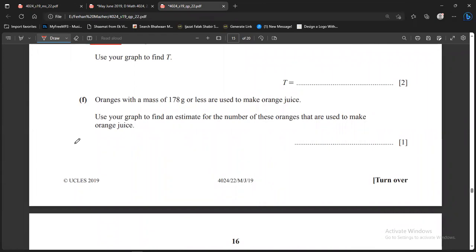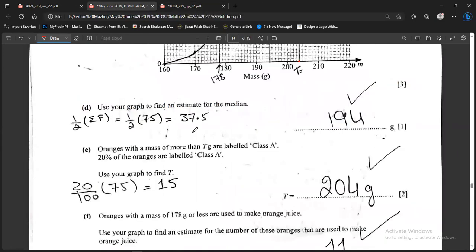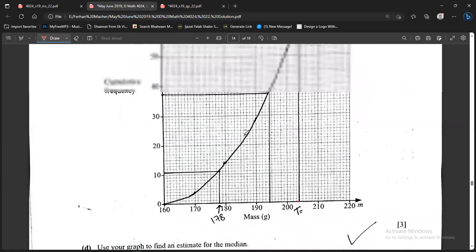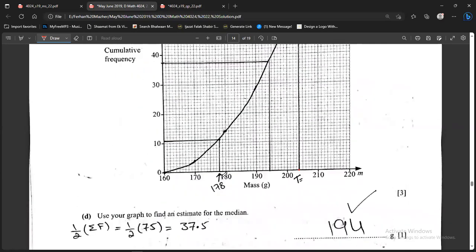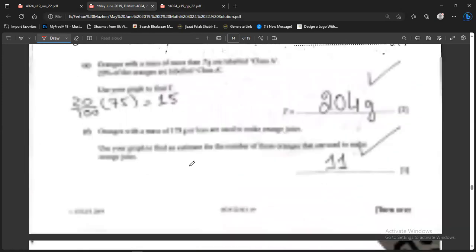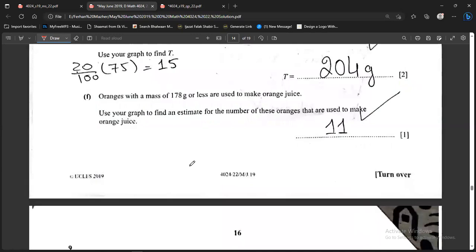Then he says oranges with a mass of 178 gram or less are used to make orange juice. Use your graph to find an estimate for the number of these oranges. 178 gram is on the x-axis. So here is 178. From here, go to the graph and check what the value is. It is 11. So there will be 11 oranges which will be used to make juice.